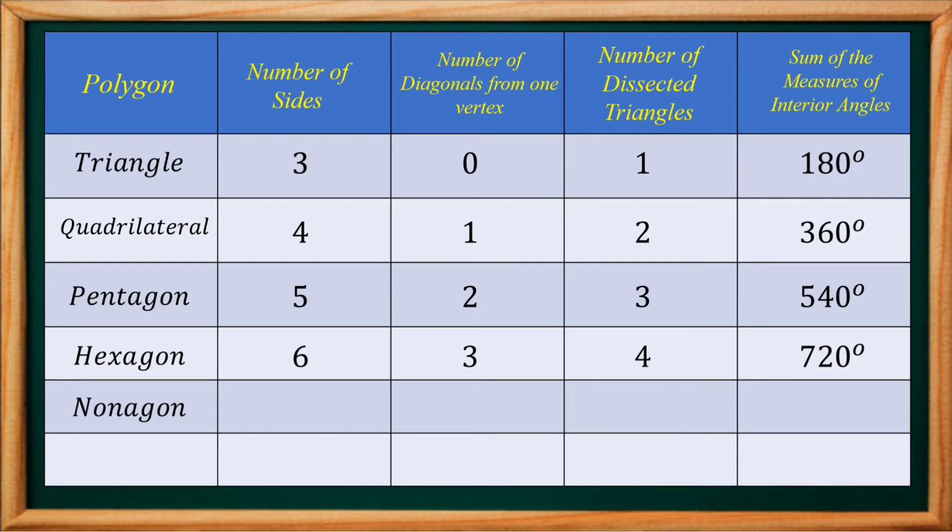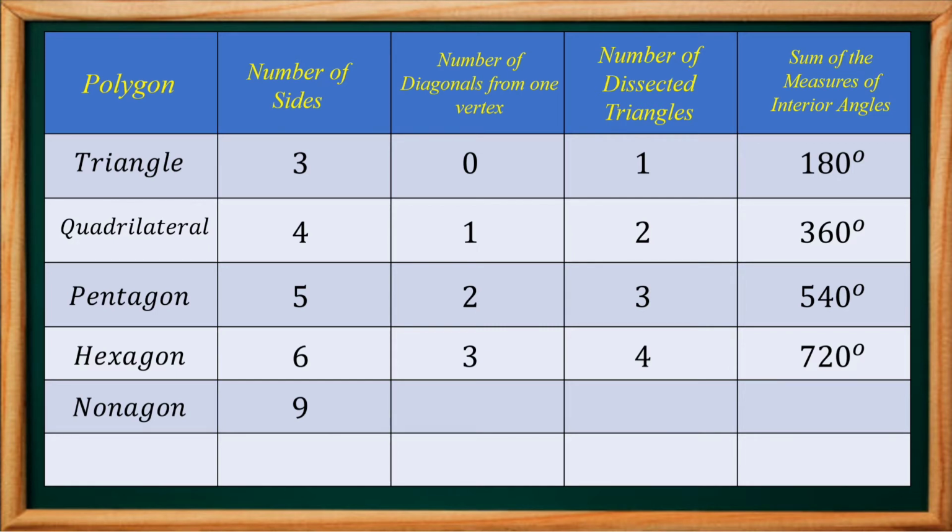How many sides do we have in a nonagon? Nonagon, the number of sides. If you are free, you can draw a nonagon, then identify the number of sides. It is 9. Then the number of diagonals from one vertex. You can draw it, it's up to you, or simply by observing this part.